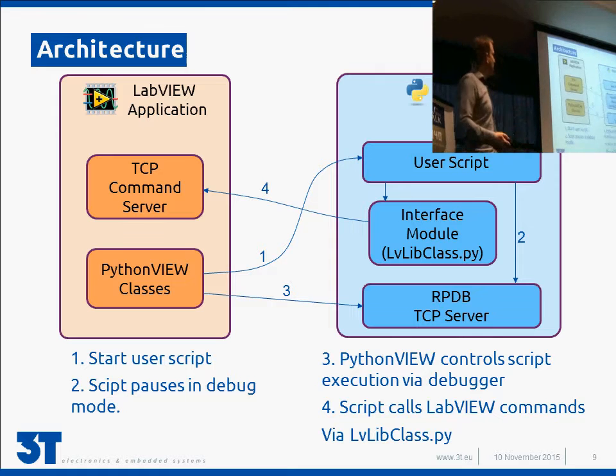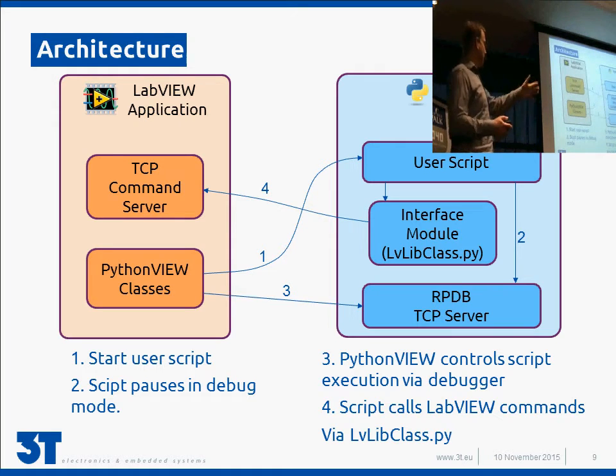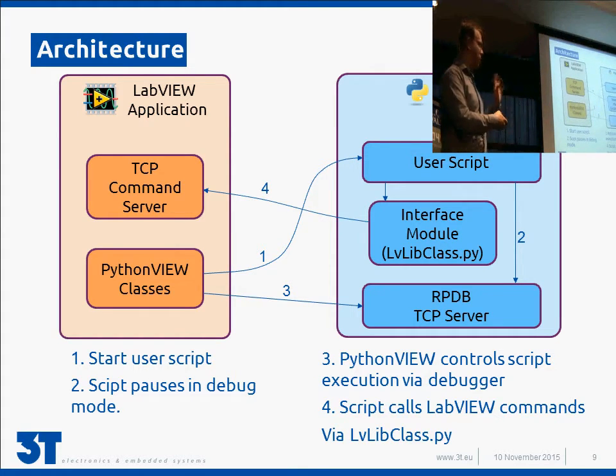Now, this is the same information but in a picture. On the left side you have the LabVIEW application, and on the right side your Python application. There are two processes in Windows, and Python is started by the LabVIEW process. So the first step is that Python starts the user script, and then the user script is directly paused using the remote Python debugger.